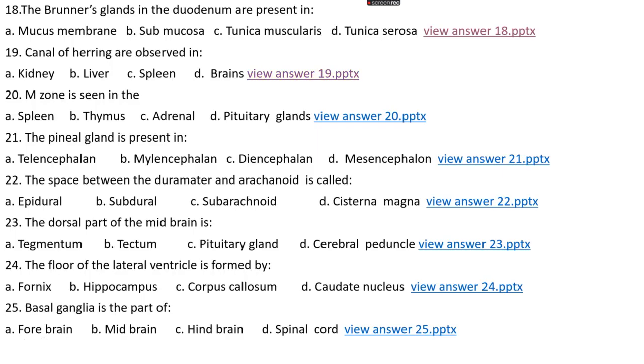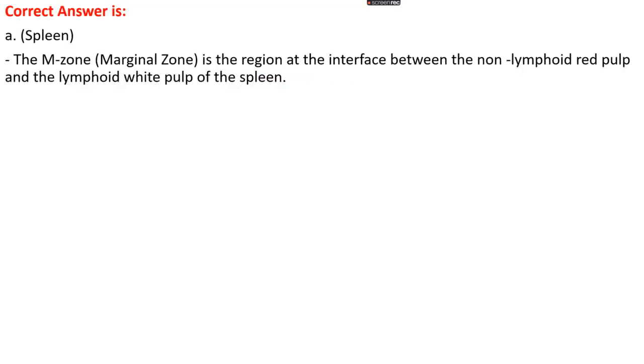Question number 20. M zone is seen in option A, spleen, option B, thymus, option C, adrenal gland, option D, pituitary gland. The right answer is option A, that is the spleen. M zone is actually known as the marginal zone, the region located at the interface of the non-lymphoid red pulp and the lymphoid white pulp of the spleen.